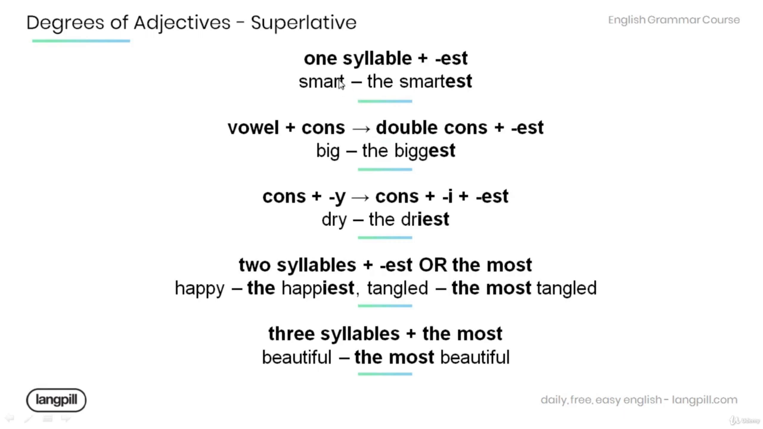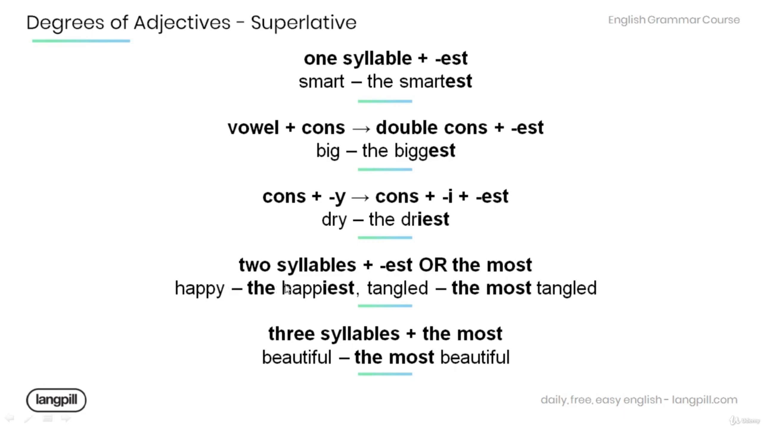Now, when an adjective has one syllable, to form the superlative, we simply add est. For example, smart, the smartest. And when an adjective ends with a vowel plus a consonant, we double the consonant and then add est. For example, big, the biggest. And when an adjective ends with a consonant plus a y, we keep the consonant, then change y to i, and then add est. For example, dry, the driest.